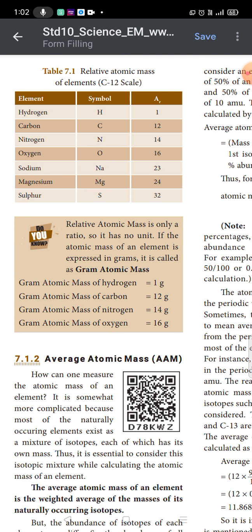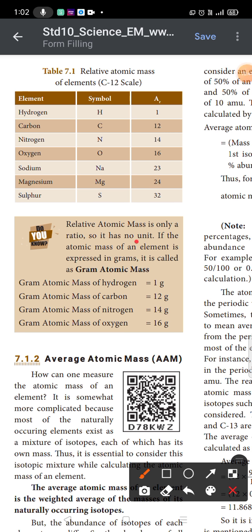Next, relative atomic mass is only a ratio, so it has no unit. The atom has a unit called atomic mass unit. Nowadays, instead of atomic mass unit, we use unified mass unit. In the case of relative atomic mass, it is only a ratio, so it has no unit. If the atomic mass of an element is expressed in grams, that is called gram atomic mass.